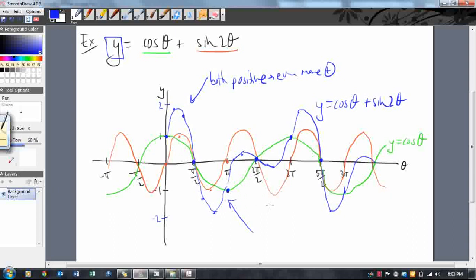In here, both of our graphs were negative, so that makes it more negative. In other words, they add to each other. And in this section in there, we've got one positive and one negative, so it's in between. And so that's the key point here. You're sketching in between.